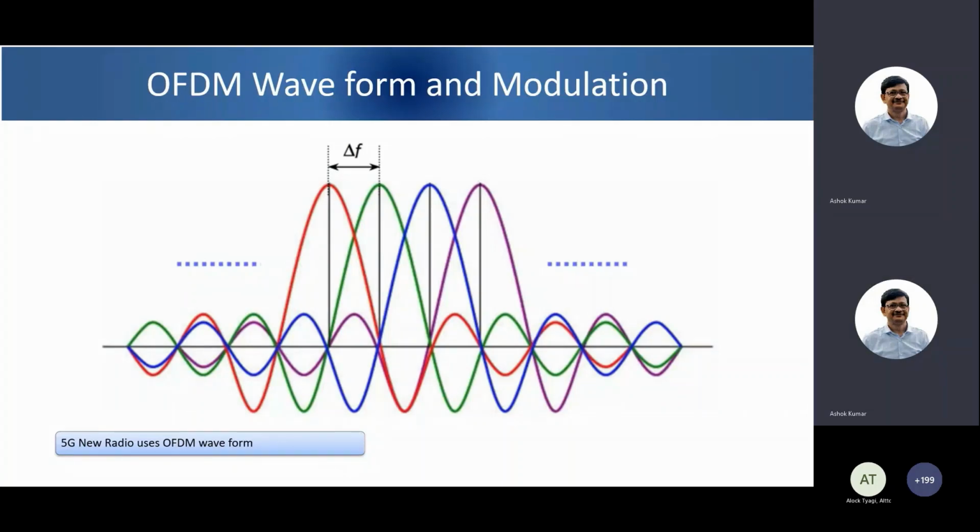Before we move forward, let me ask a question: why do we call it orthogonal? Can somebody answer why we are calling this an orthogonal signal? You can see this in the picture. Any answer from any of you?